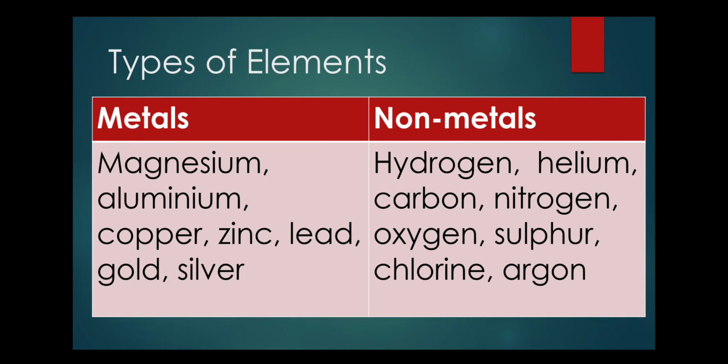Over here, we have some examples of metals and non-metals. Magnesium, aluminium, copper, zinc, lead, gold, and silver. All of these are metals, and some of the non-metals are hydrogen, helium, carbon, nitrogen, oxygen, sulfur, chlorine, and argon.